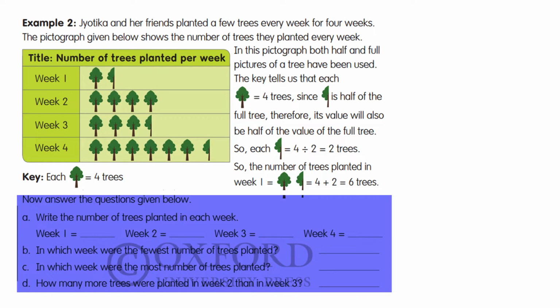Write the number of trees planted in each week. Week 1. In week 1 you can see that there is one full tree and one half tree. As in the key, they told us one full tree is equal to 4 trees. So it's 4, and the next one is a half tree. So 4 divided by 2 is equal to 2. So 4 plus 2 is equal to 6. So week 1, 6 trees.